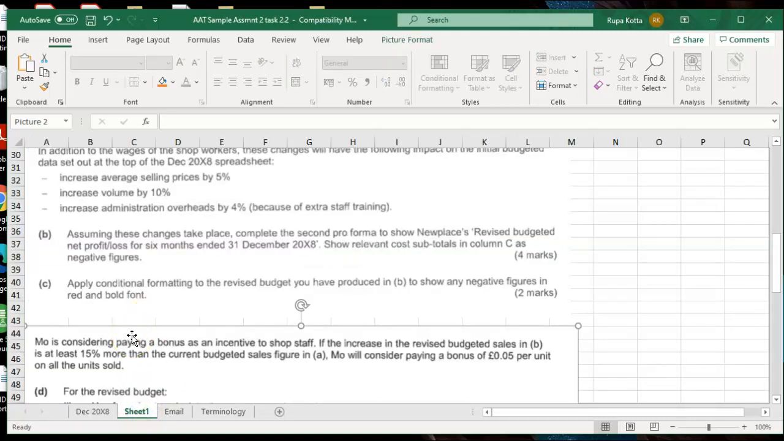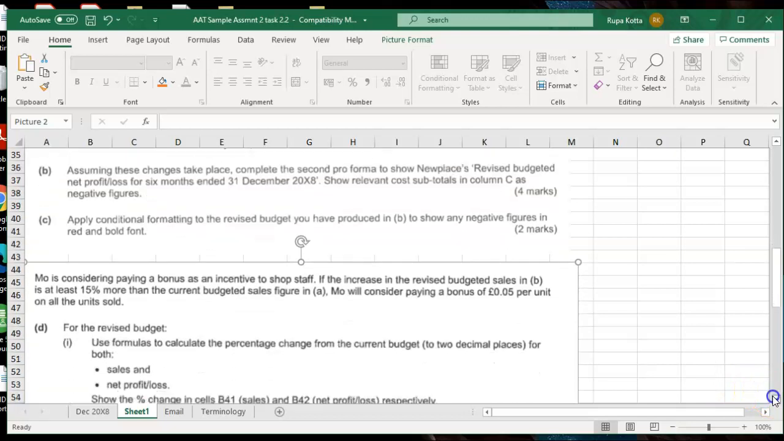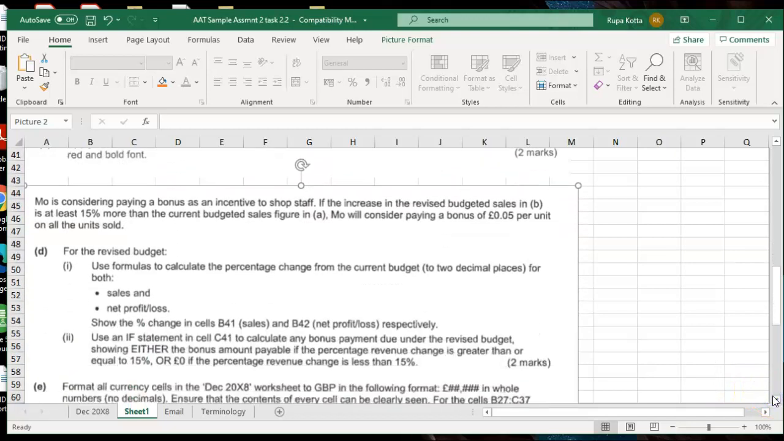Then Mo is considering paying a bonus as an incentive to shop staff. If the increase in the revised budgeted sales in B is at least 15% more than the current budgeted sales figure in A, Mo will consider paying a bonus of 0.05 per unit on all the units sold. So they want you to calculate if the percentage has increased or not.